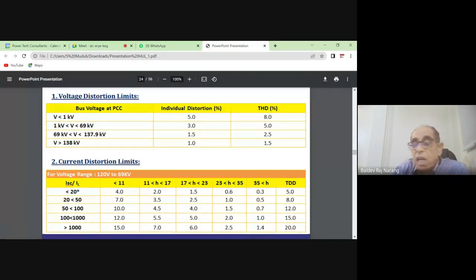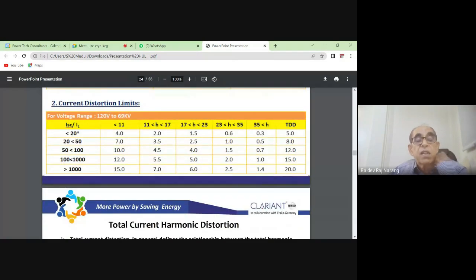And similarly, the current harmonics, the next table, depends upon the ISC by IL ratio, short circuit to full load current ratio. For most of the installations, this ISC by IL will be between 20 to 50. So we have to maintain TDD of 8%. And here we are not talking of THD, because THD as a current has got no significance. THD could be anything. It could be 50%. It doesn't matter. It may still be okay. But TDD has to be maintained as per the regulations.